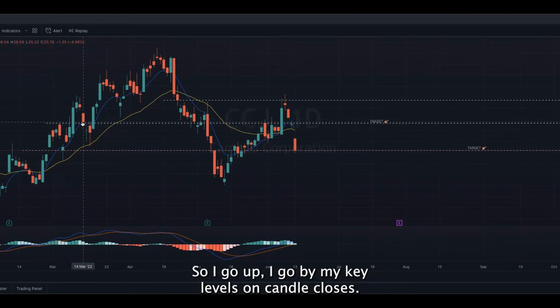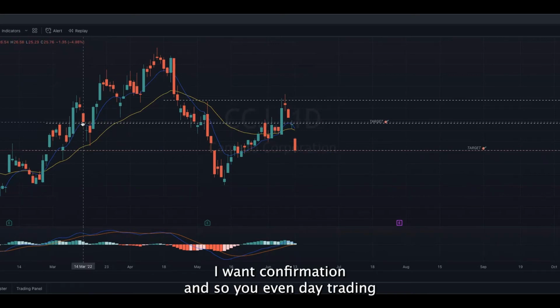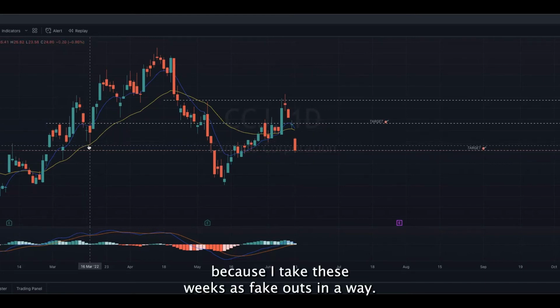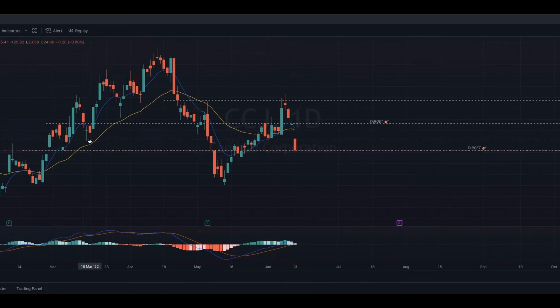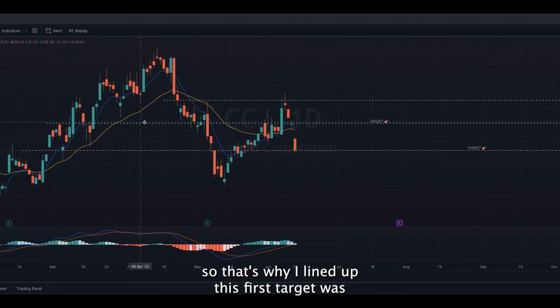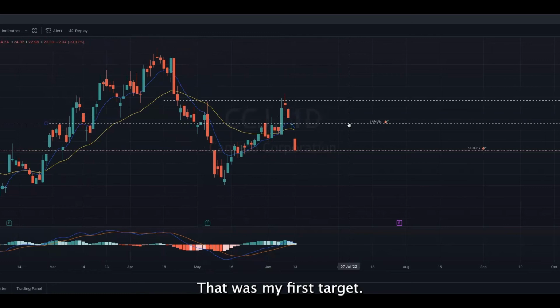So I go by my key levels on candle closes. I do not do wicks, I do candle closes for confirmation, right? I want confirmation. So even day trading on your 5-minute time frames, I go candle closes because I take these wicks as fake outs in a way. I guess you could say that, but I prefer candle closes. So that's why I lined up this first target, because of price action here, here, and right there, right? That was my first target.